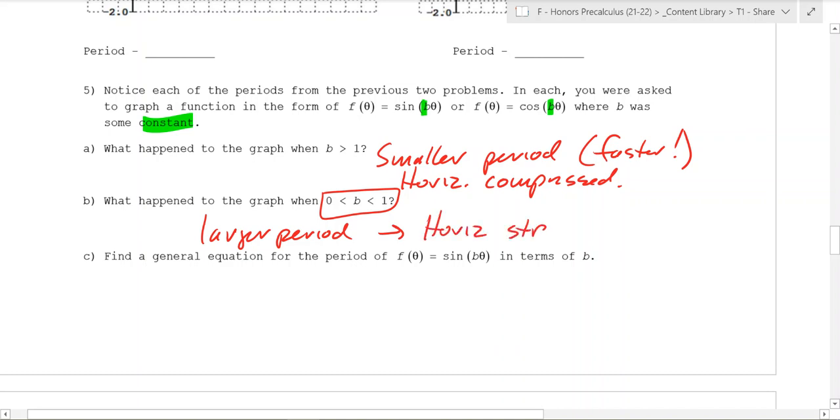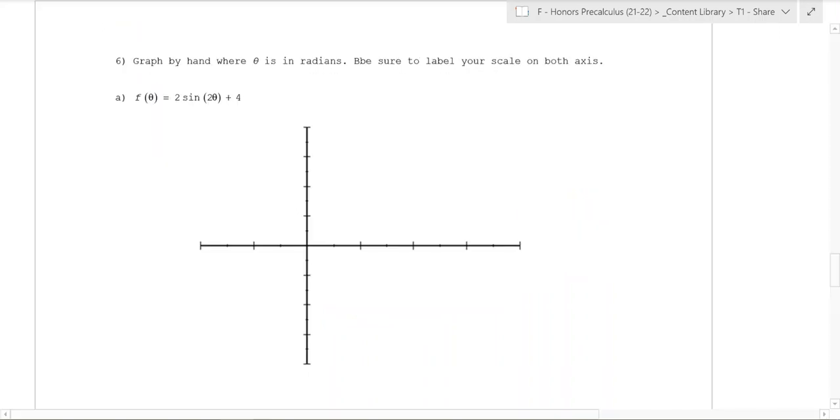Find a general equation for the period. Well, it's just going to be, as mentioned before, 2 pi over b, where b is the coefficient of theta in both of these functions. So that's just supposed to be a b right there.